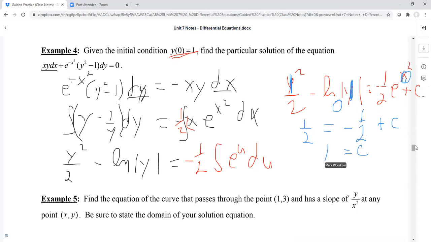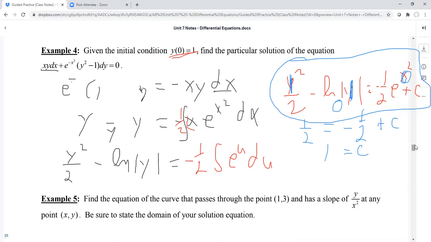Okay, so now this right here is where I plugged in my values, my 0, 1 point. So that's where I got to plug that 1 in, for that c. So I'm going to erase all this stuff over here.